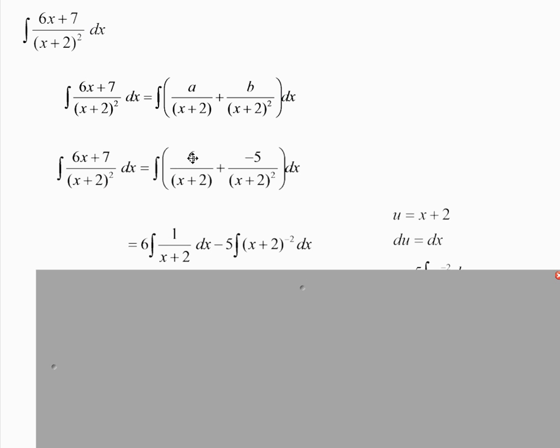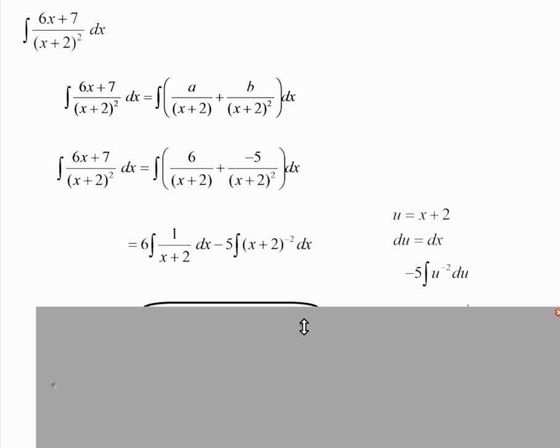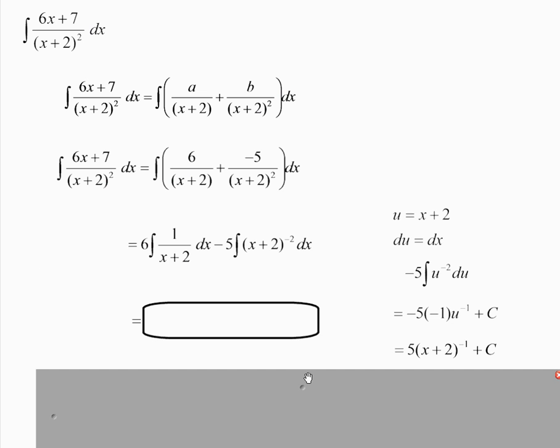Well, we can see on that very first one here, if I bring the 6 out, that's not too hard to do. That's 1 over x plus 2. That's going to be a natural log. But the one on the right, I'm going to rewrite that, pull the negative 5 out front, write it as (x + 2) to the negative 2, and then I'm going to do a substitution on the right. So u is equal to x plus 2, du is equal to dx. So when I put those substitutions back in here, it's going to look like that.